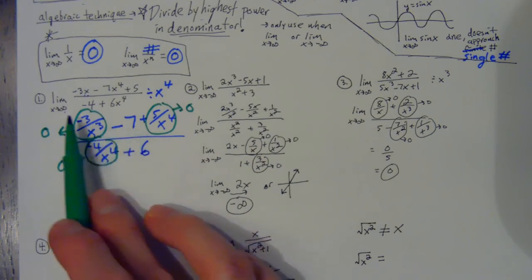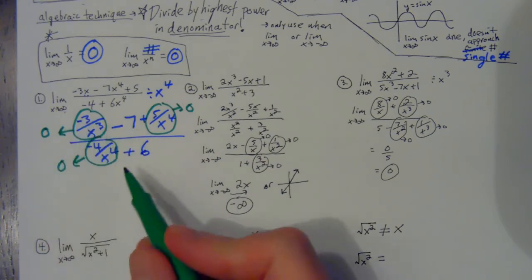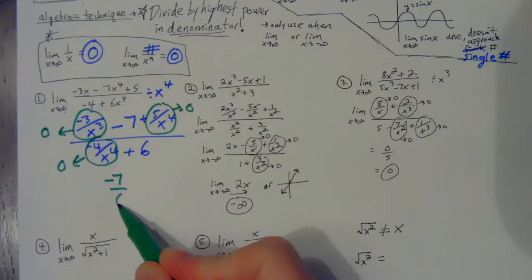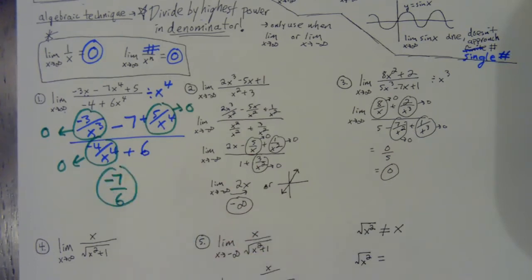And then what you're left with is technically the limit of a constant. The limit of a constant is always equal to that constant. So you're going to get -7 over 6 for that answer.